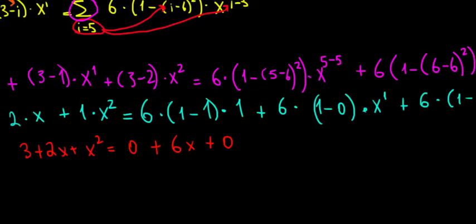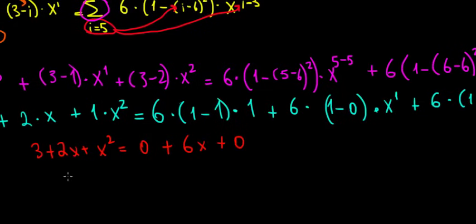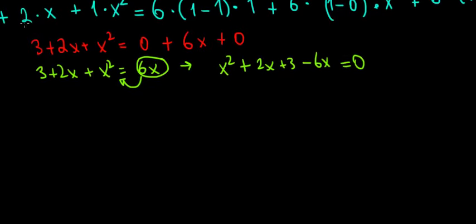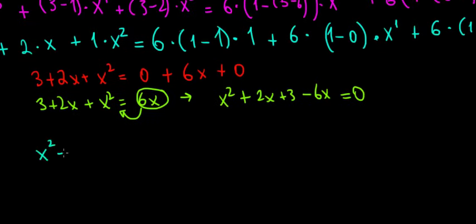Okay, now it looks pretty good. It's much better, much shorter. So we have 3 plus 2x plus x squared equals 6x. Okay, we can write this as x squared plus 2x plus 3, and let's take 6x to the other side, so we can keep all the x's on one side. Minus 6x equals 0. What does that mean? Well, let's go on. So we have x squared plus 2x minus 6x. That's just x squared minus 4x plus 3 equals 0.